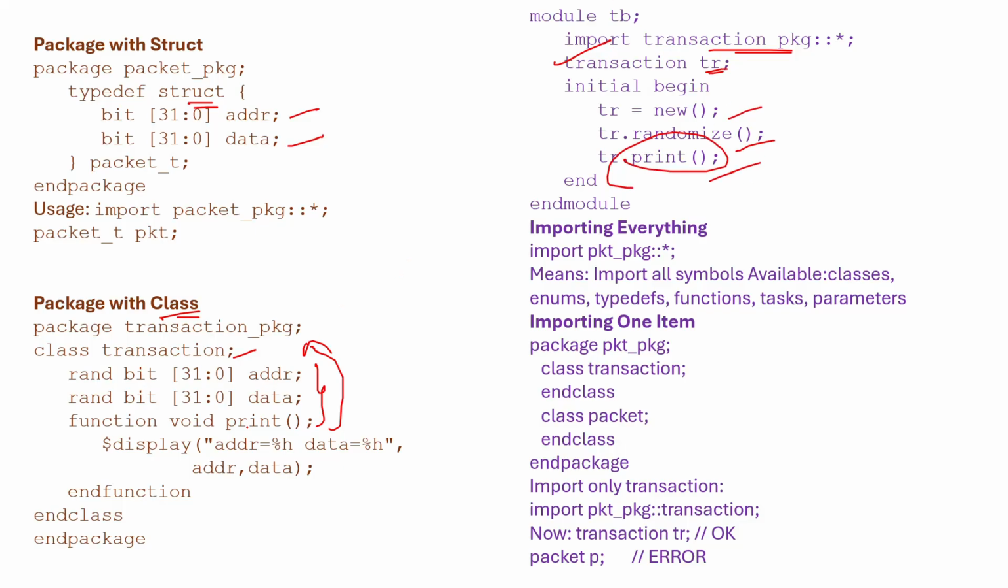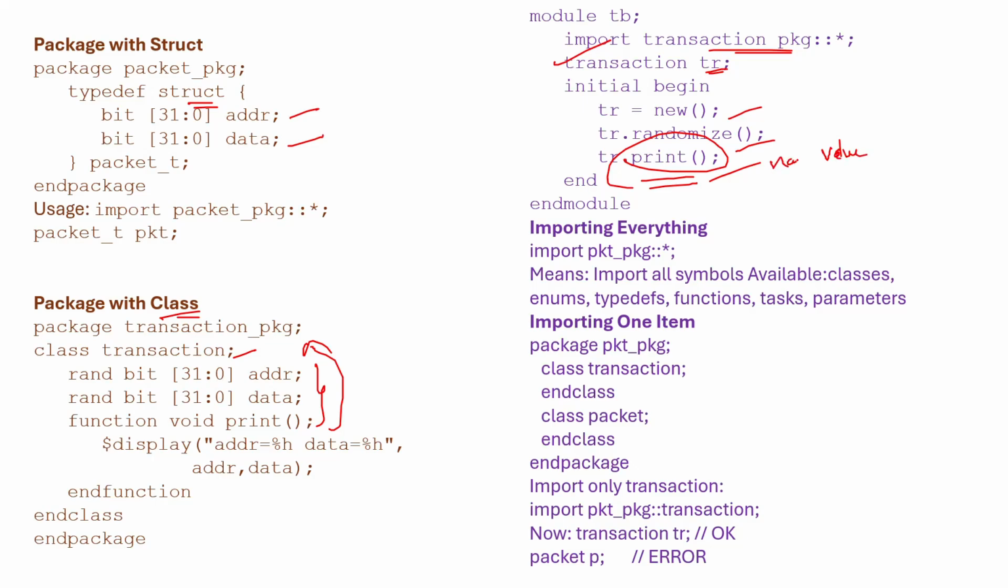Just calling the print function here. So see, transaction dot print, that is the inbuilt method. Whatever data you are writing in your TB will be displayed in a tabular format, like name, value.